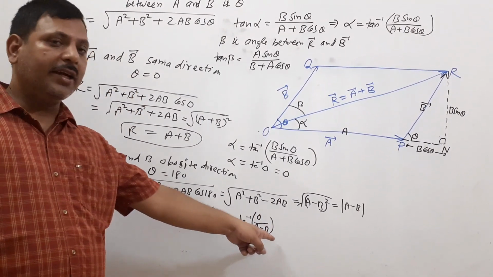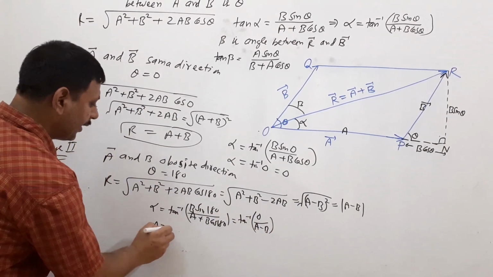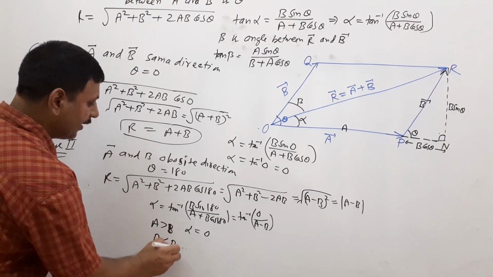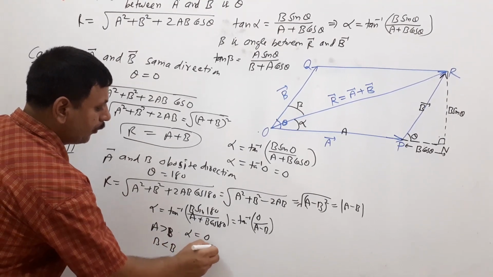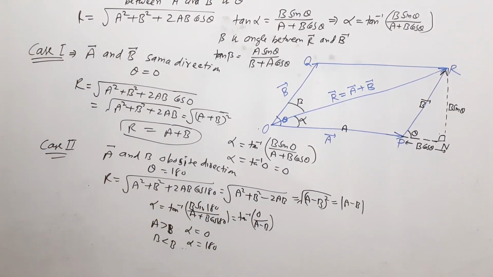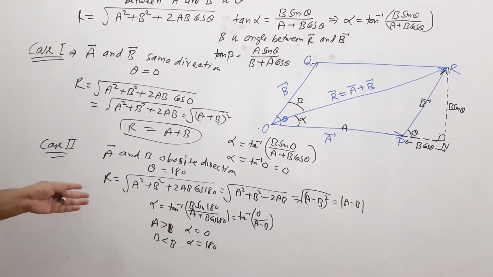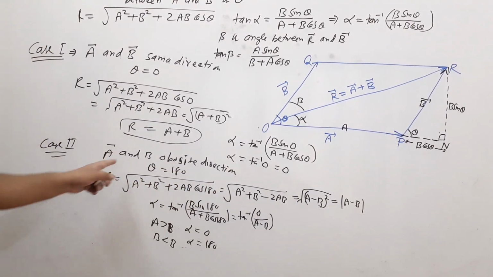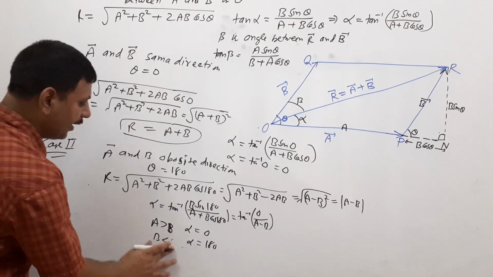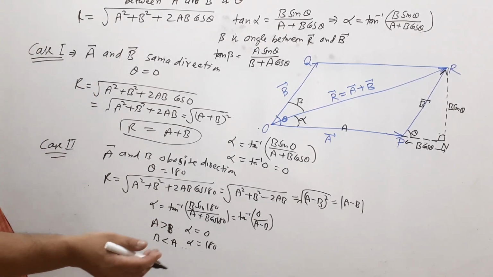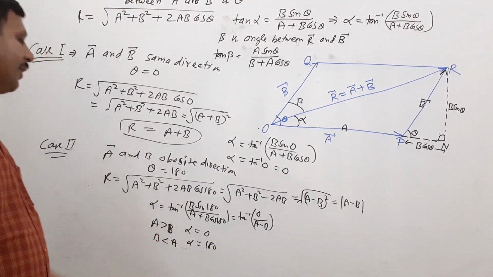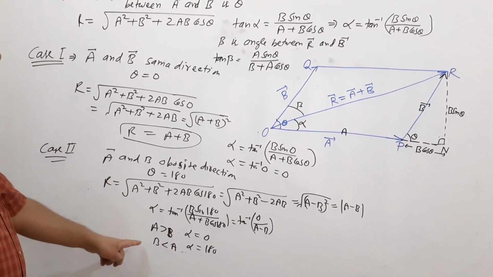If A is greater than B, at that time alpha is equal to 0. If A is less than B, alpha is equal to how much? Minus sign will be there, that is 180. So you can see if A is greater than B, the direction of the resultant will be the direction of A. If B is greater than A, the direction is 180 from A, or you can say the direction will be that of vector B.